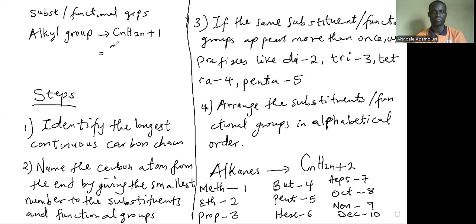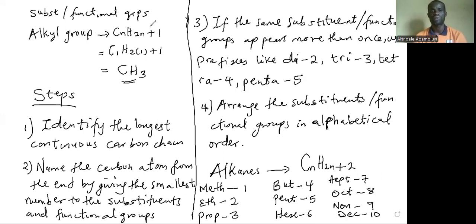For example, the first member is methyl, so n is 1. C times 1, then H 2 times 1 plus 1: 2 times 1 is 2, 2 plus 1 is 3. So this is CH3, methyl. So we have methyl, ethyl, propyl, butyl, pentyl. That's for the alkyl group, and we call them substituents.